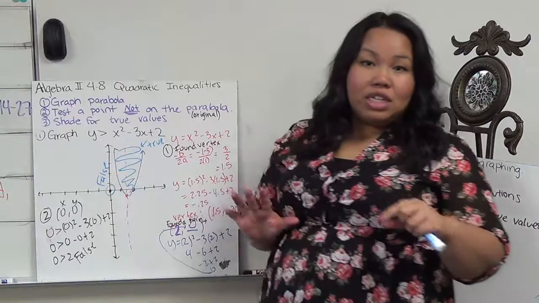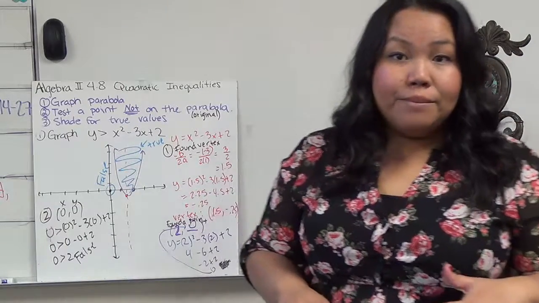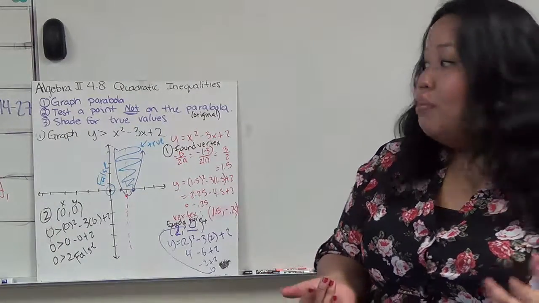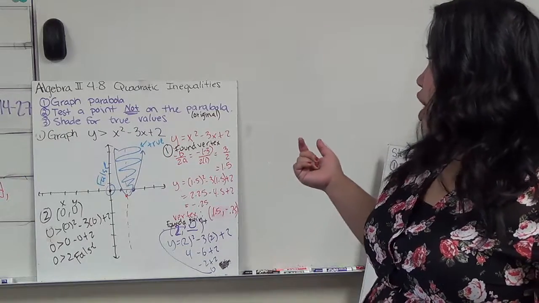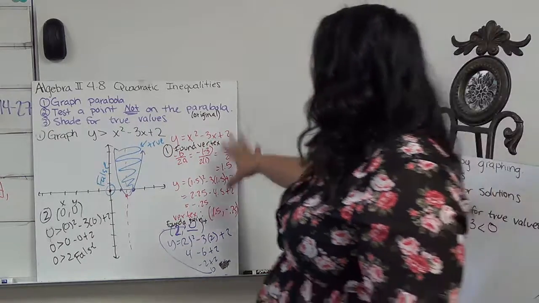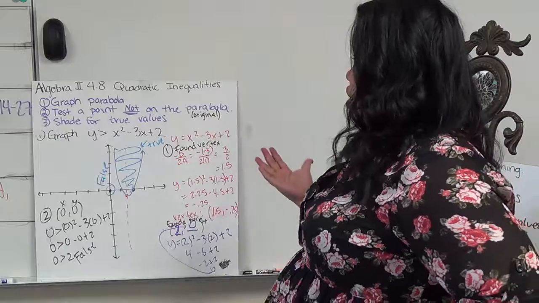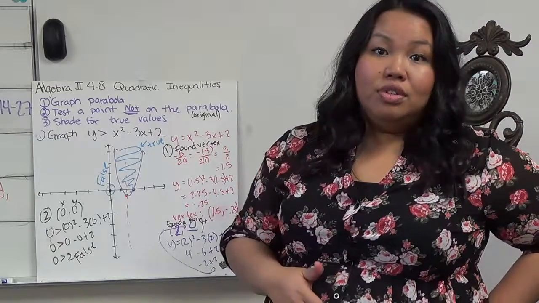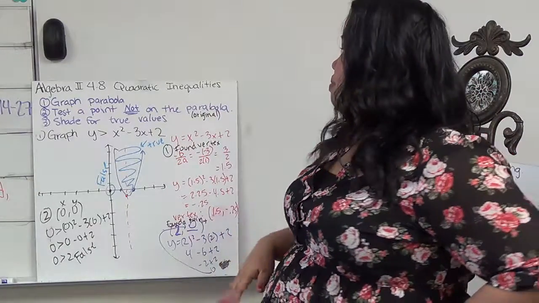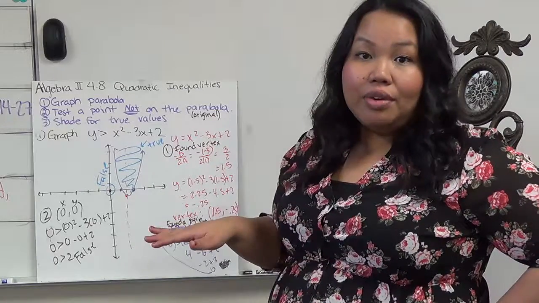So hopefully that made a little sense. It's probably similar to when we are graphing lines, but the difference is that the graphing is a little bit more difficult, and also the shading is inside or outside instead of on opposite sides of the line. So pause this, go ahead and write it down.